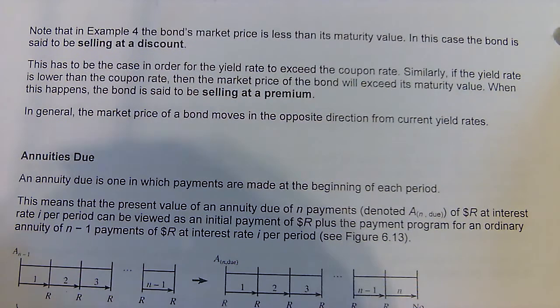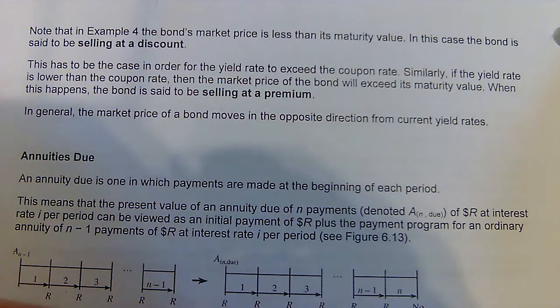This has to be the case in order for the yield rate to exceed the coupon rate. Similarly, if the yield rate is lower than the coupon rate, then the market price of the bond will exceed its maturity value. And that's when bonds are selling at a premium.